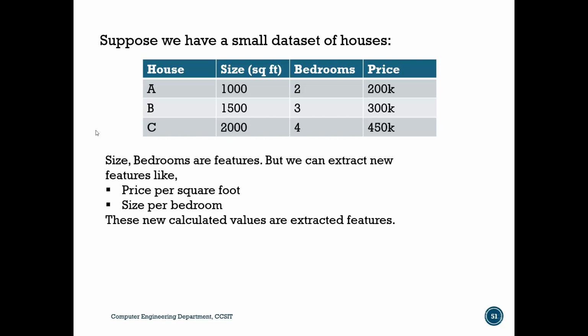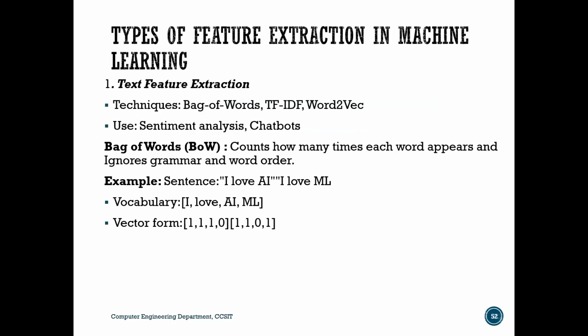Now, types of feature extraction in machine learning. We have text feature extraction. These are the types for that. The first example here is bag of words. How is it extracting the feature? It counts how many times each word appears and ignores grammar and word order.